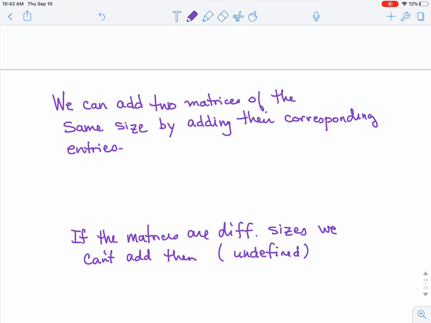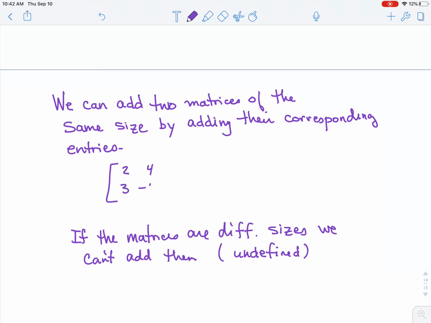If I ask you what's 5 plus 6, you're going to say 11. If I say what's 5 plus a banana, well, there is no answer to that, right? It isn't a thing. We don't talk about adding numbers and fruits, right? And so in this class, the only thing we're ever going to add are matrices that are the same size.